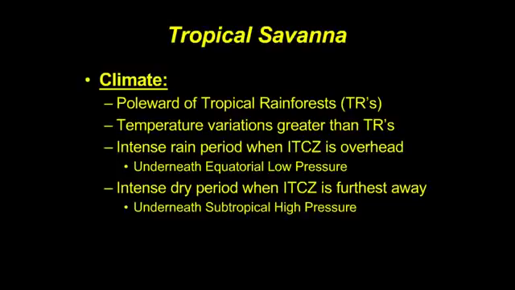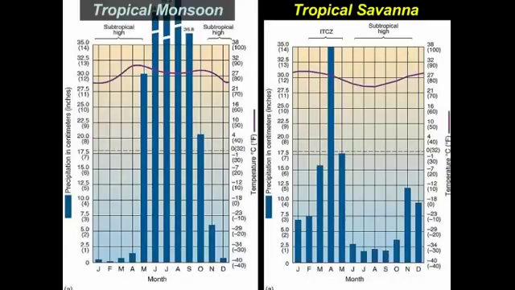The key to understanding the difference is the fact that the tropical monsoon has a much more intense rain period, which is clearly evident here when we look at the tropical monsoon on the left and the tropical savanna on the right. You can see that intense wet period. You can see in the bar graph essentially going off the graph, whereas on the right it doesn't. But in both instances we have that dry period when the subtropical high pressures are over the area, but then they both also have the wet period when the equatorial low pressure trough is above.